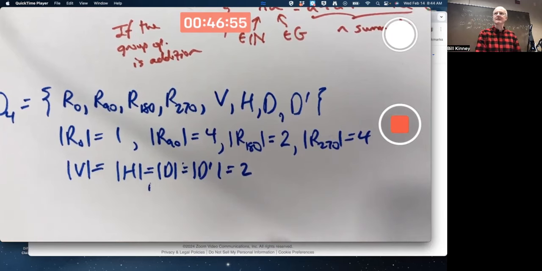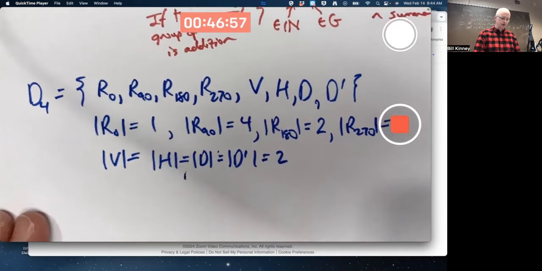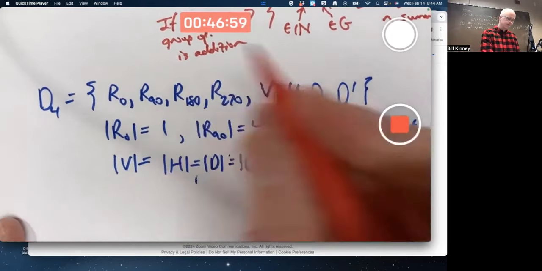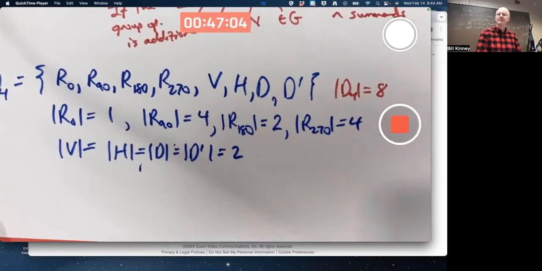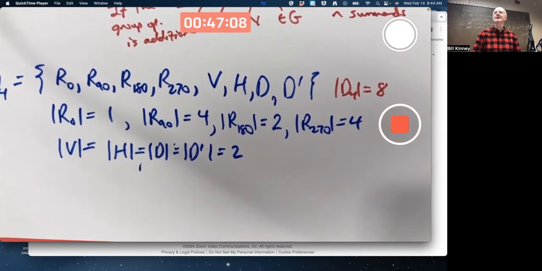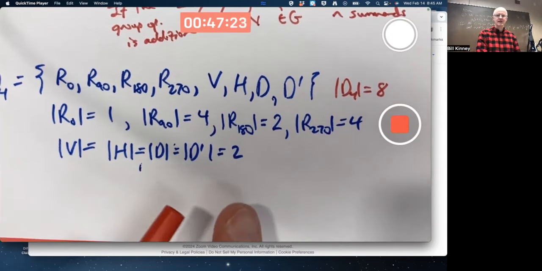So none of these elements has order equal to the order of the group. The order of the group D4 is 8 as the group order, but none of the elements has order 8. This is not a cyclic group. It's also not an abelian group. U8 was not a cyclic group, but it is abelian. This is not a cyclic group, but it's not abelian.